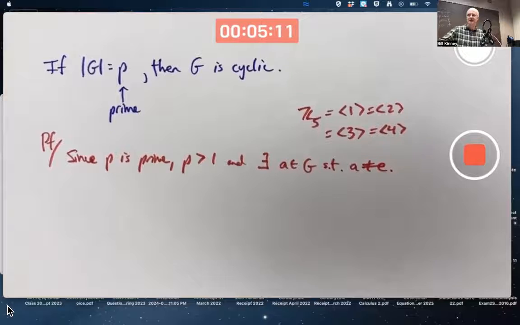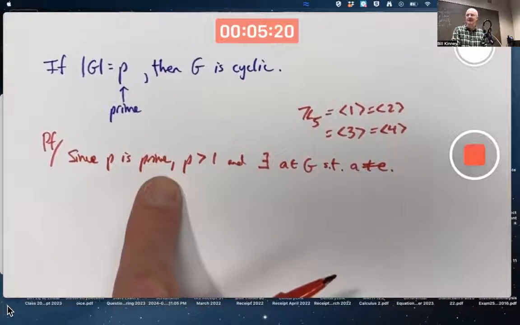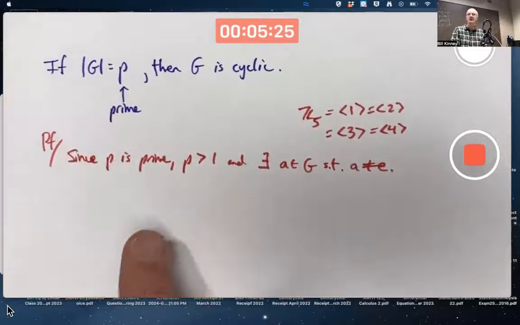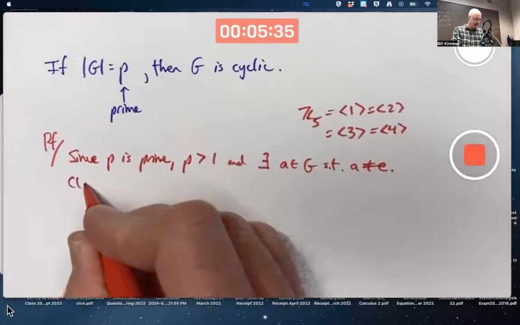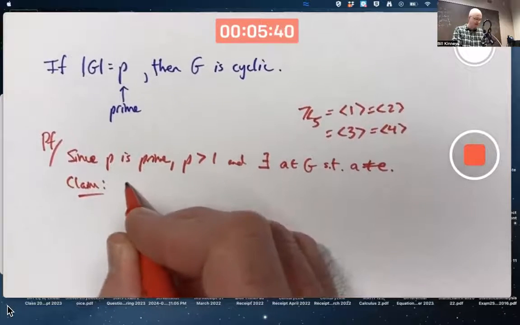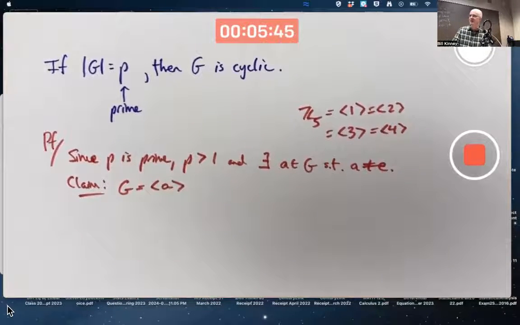If you just did your proof by saying pick A to be not the identity, that would be fine. I wouldn't mark it wrong. But for a little extra emphasis, the fact that P is prime means it's bigger than 1, means the order of G is bigger than 1. G is non-trivial. So there is at least one element that's not the identity. The claim is that A is a generator of G. The cyclic subgroup generated by A equals all of G.